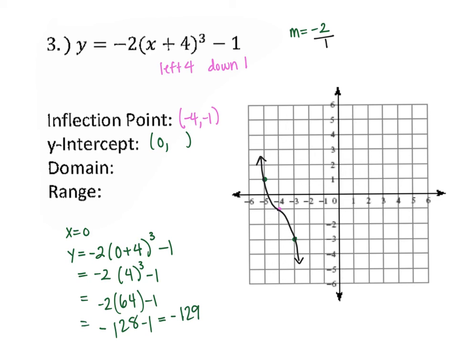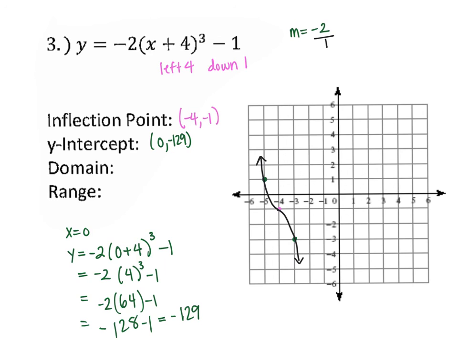So in this case, my y-intercept is at 0, -129. Now, we're not going to plot the y-intercept. That'd take us a while to plot because it's really far down on the y-axis. So we're just finding the y-intercept.